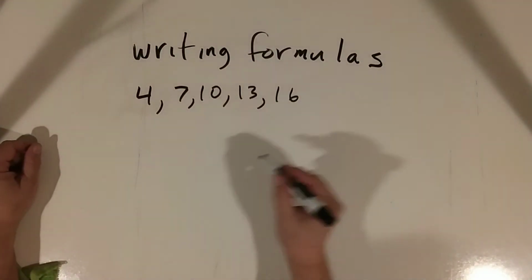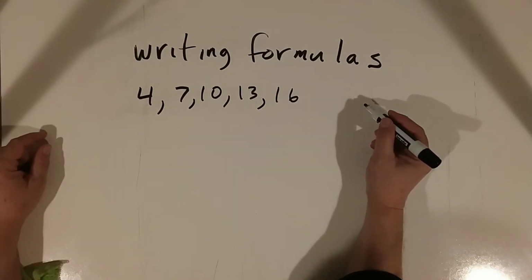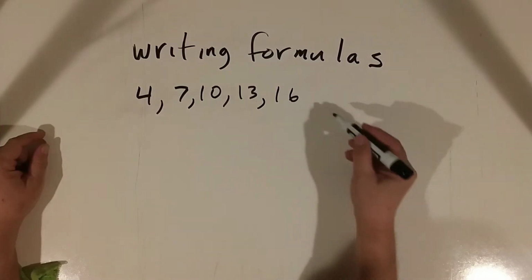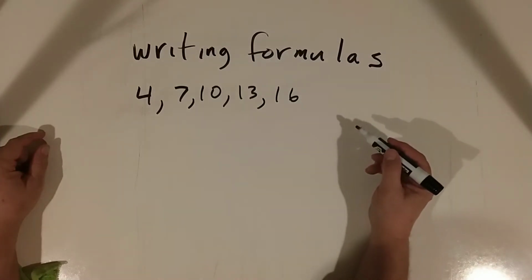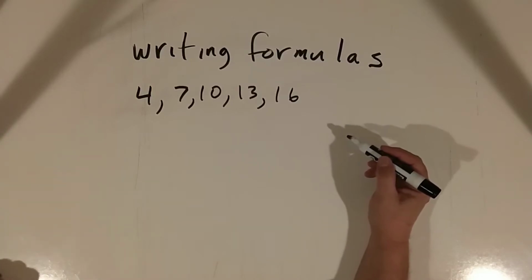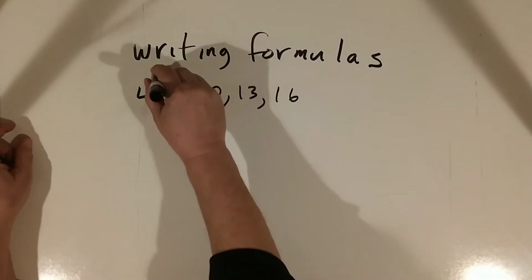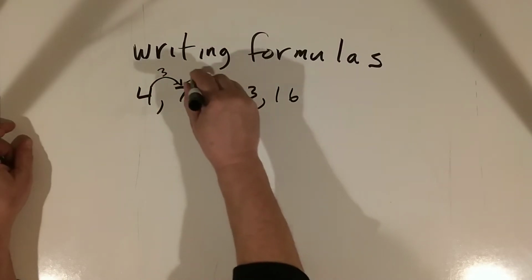Now we're going to go from writing formulas from a sequence. So here I have a sequence, 4, 7, 10, 13, and 16. This is a type that's fairly easy to do if we note that each step is 3.